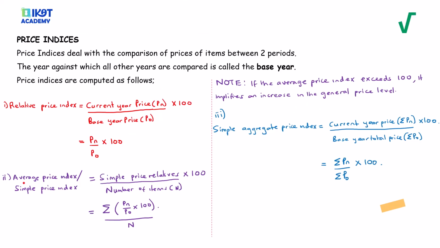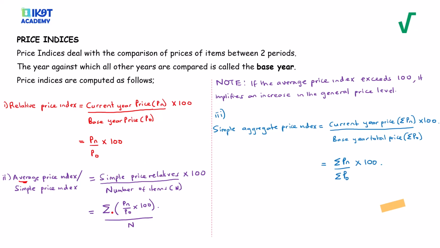Then we have something called the average price index, or the simple price index. When you remember average from statistics, we said average is equal to the sum of the items out of the total number of items. So every time you have average, just know you're going to sum everything, then divide by the number of items. It should guide you every time we're talking about average.